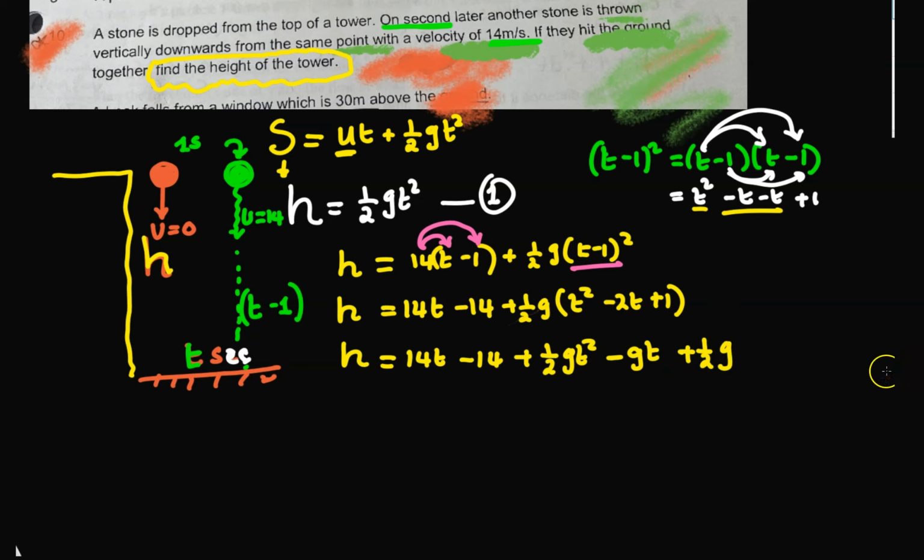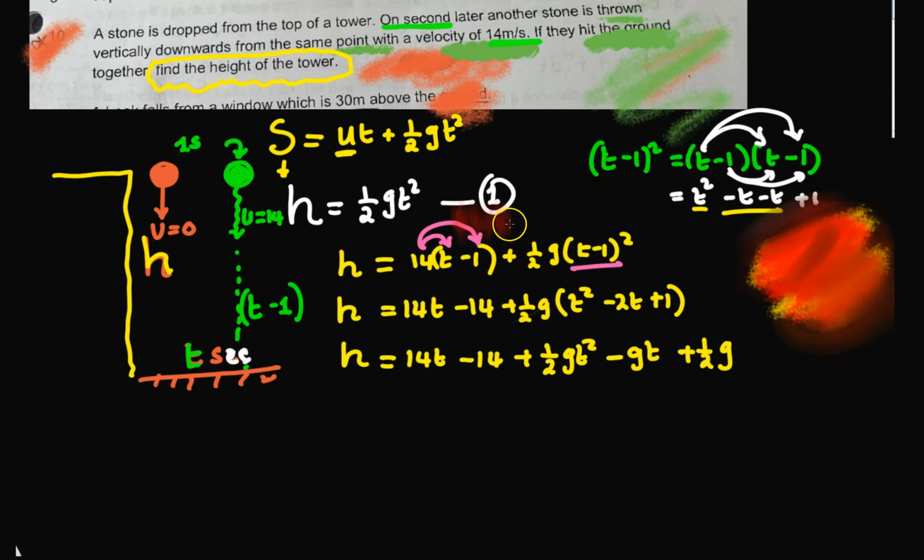Remember, this is an object that is falling due to the influence of gravity, so we need to remember that our g is equal to 9.81. g is a constant, the acceleration due to gravity. So anywhere you see g, it can be replaced by that.